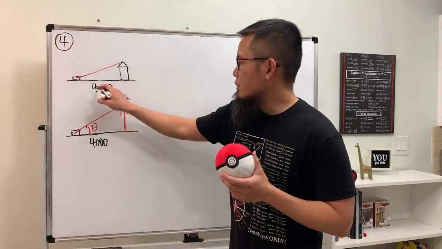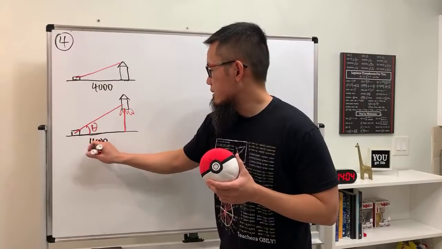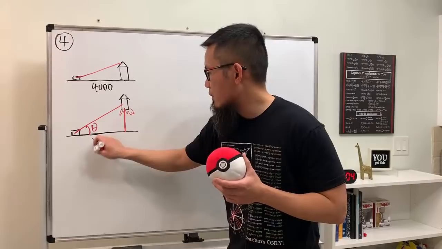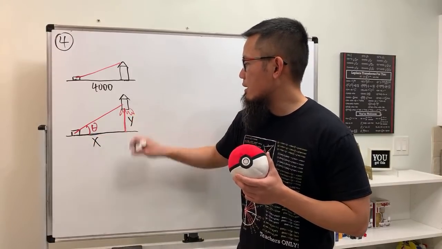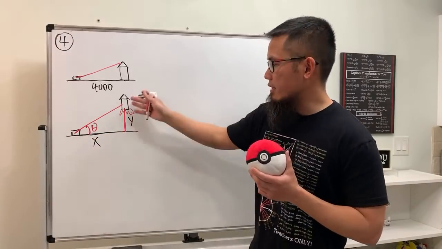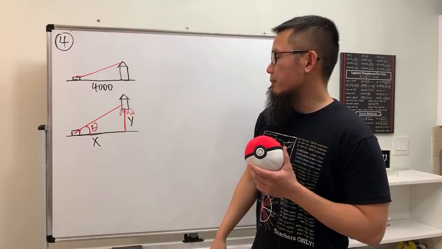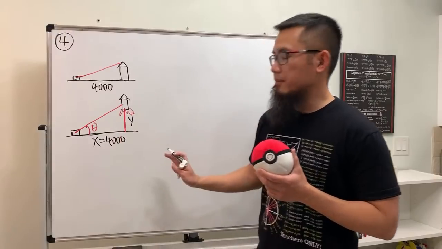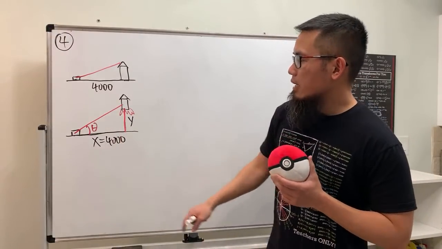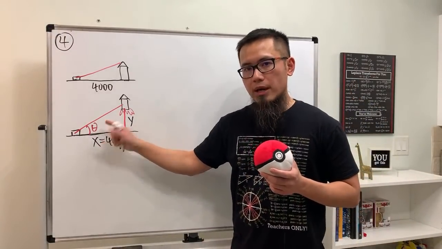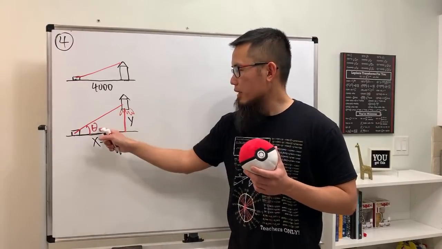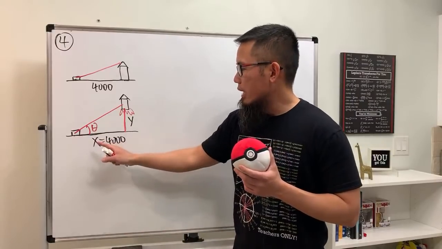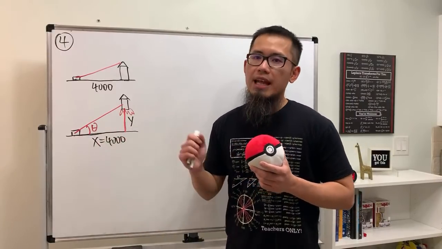Let's say this right here is x, and let's say this right here is y, because of the typical horizontal distance and also the vertical distance. But we do know x is equal to 4,000 and it's a constant, all right? And because the question is talking about the angle of elevation, we have to come up with an equation that involves x, y, and the angle theta.